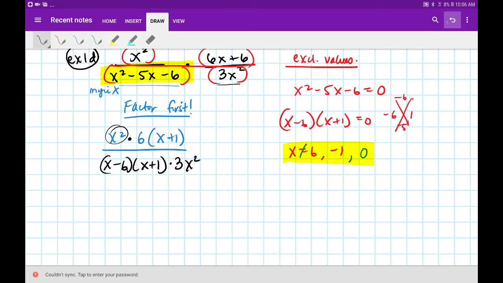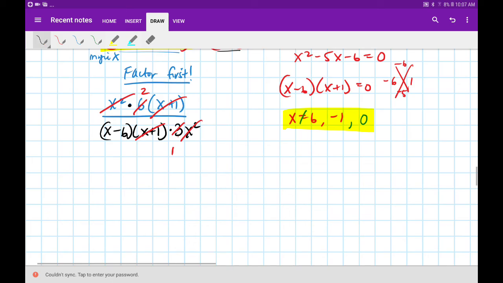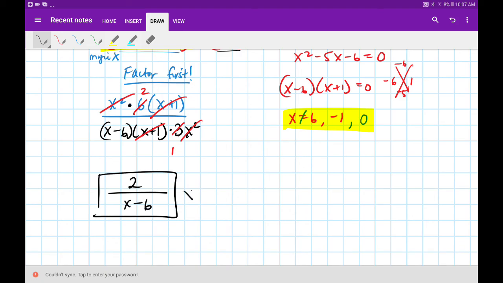So let's cancel the common factors. Bye-bye x squareds. Bye-bye x plus 1. What else? 6 divided by 3 leaves me with 2 over 1. And now we're ready to write our final answer. I'm left with the 2 at top, and in the bottom, just an x minus 6. Provided, of course, that x cannot equal 6, negative 1, or 0.